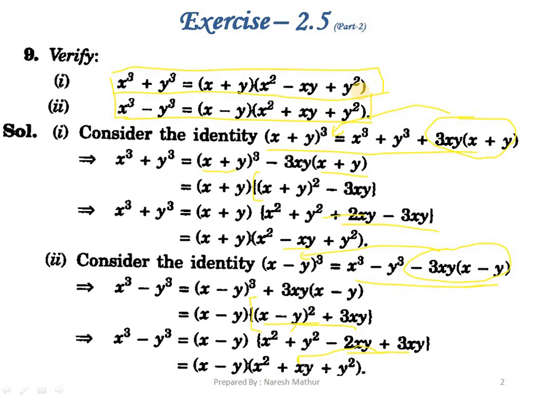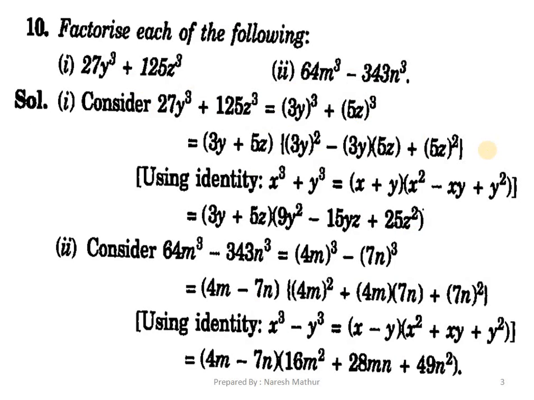Just try to learn this: if we have the positive symbol on the LHS, that is, if we are talking about x cube plus y cube, then the first sign is positive and then the next will be negative. If we have a negative sign in the identity, then we'll have the negative sign first, then a positive sign. Alright, I hope you'll remember this. Now we have the next question.